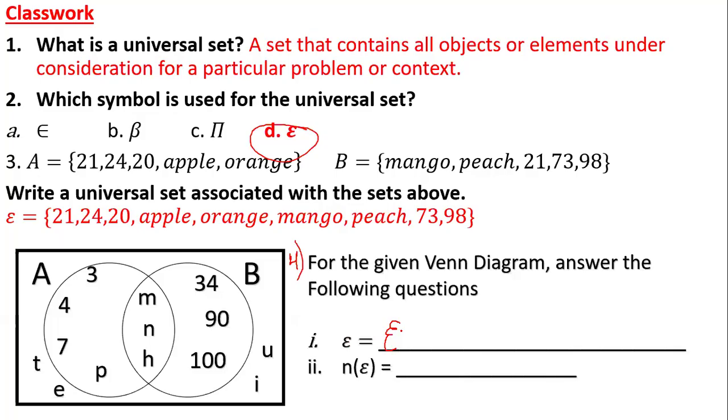I didn't really understand this one, but I could try. Okay, I think it's 3, 4, 7, P, M, N, H, 34, 90, 100.